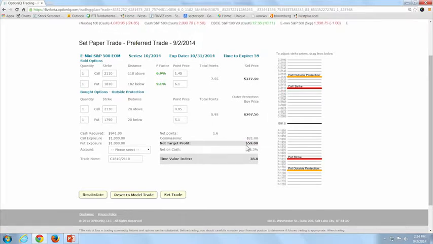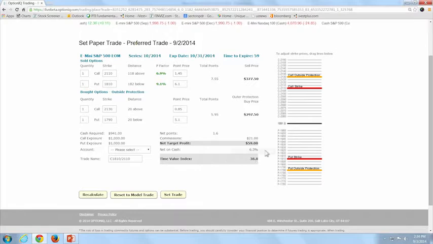That leaves me with a net target profit after everything's taken out of $59 for this trade. So if everything goes the way that I want it to, the market cooperates, the market price stays between the options that we sold, we don't have to exit early with a loss, we will make the $59 in this particular trade. If I look below, there's my percentage net on cash, and there's the time value index number we looked at earlier.